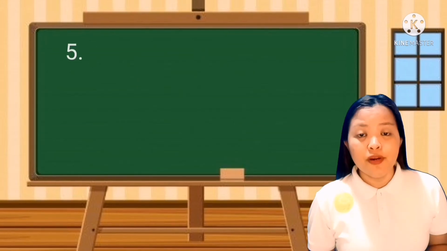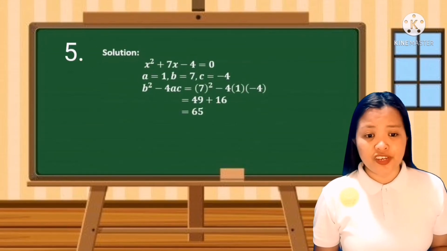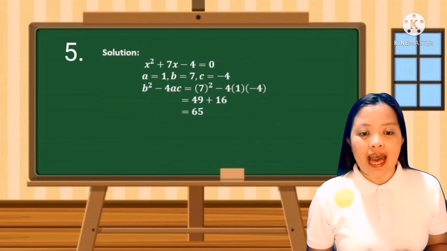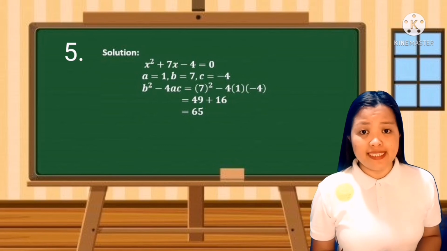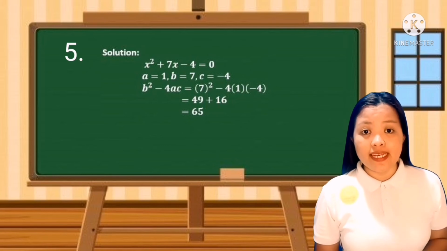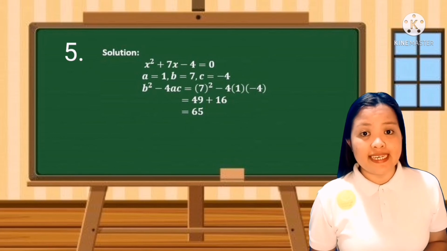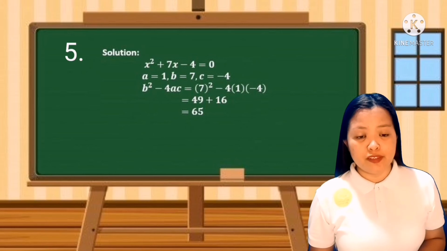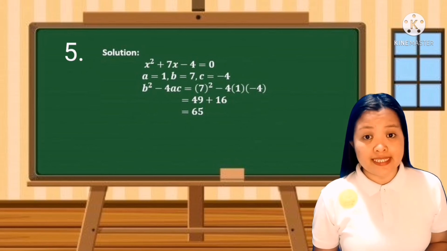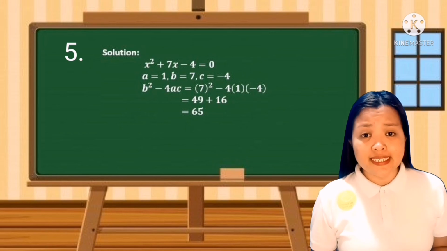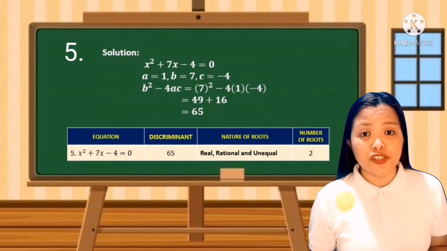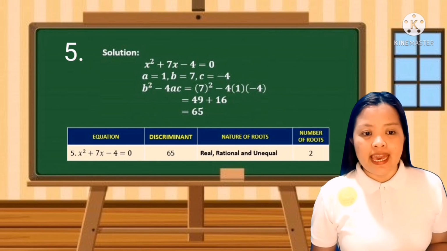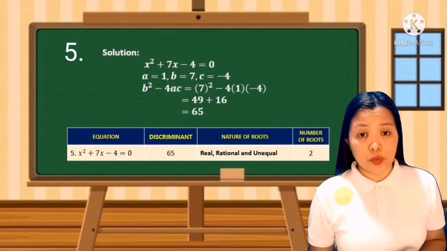Number 5, the given equation is x squared plus 7x minus 4 equals 0. Identifying the values of a, b, and c, a is equal to 1, b is equal to 7, and c is equal to negative 4. Applying the formula b squared minus 4ac, the result is 65. Since the discriminant is 65, the nature of roots is real, rational, and unequal. And the number of roots is 2.